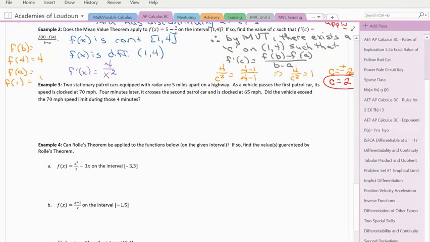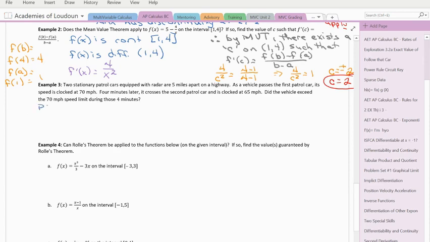Okay, so for example 3, we have 2 stationary patrol cars equipped with radar that are 5 miles apart on the highway. As the vehicle passes the first patrol car, its speed is clocked at 60 miles per hour. 4 minutes later, it crosses the second patrol car and is clocked at 65. Did the vehicle exceed the 70 mile an hour speed limit during those 4 minutes? So this is the mean value theorem at work, as long as there are no holes that the car could have dropped in or any points where the velocity couldn't be continuous or its position isn't continuous.